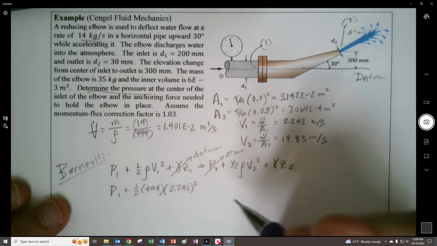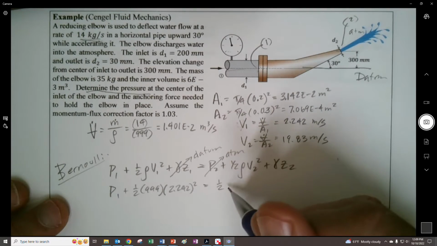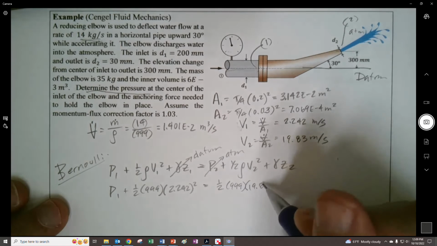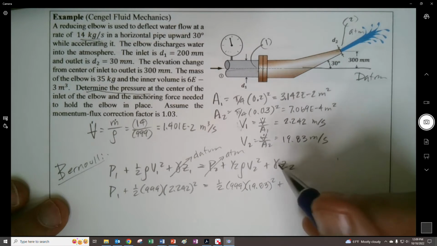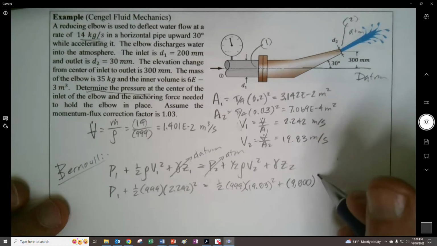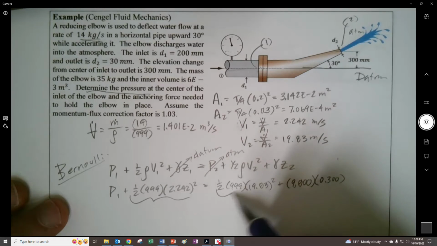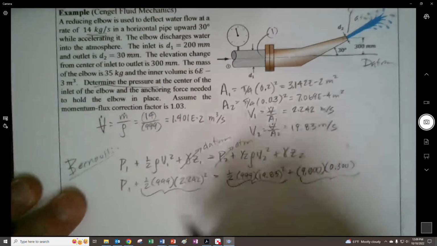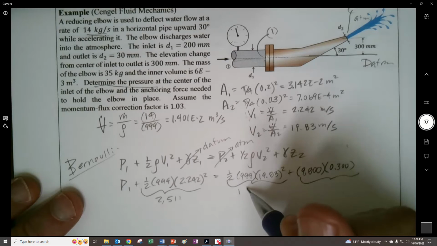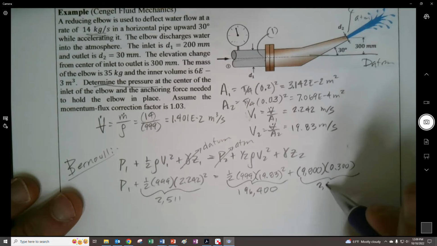2.242 squared. Right? It's going to be equal to 1/2 times 999, but now 19.83 squared, and then the gamma is 9,800 newtons per cubic meter, and we're going to go up 0.3 meters. So if you want to find out what the in-between values are here, what's driving this right here, we have 2,511, 196,400, and then this is 2,940.